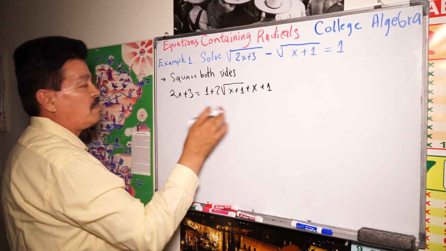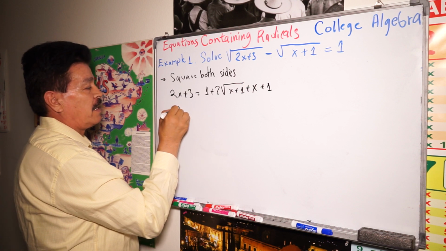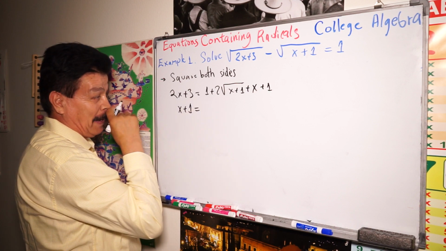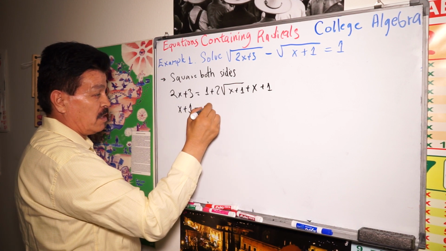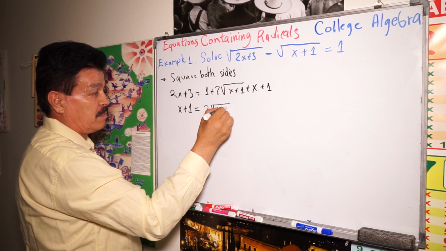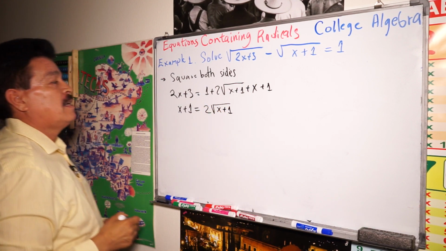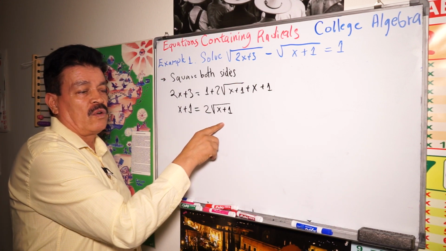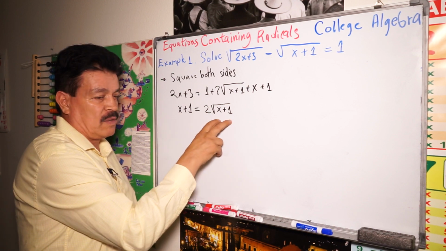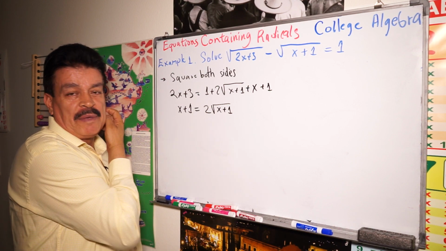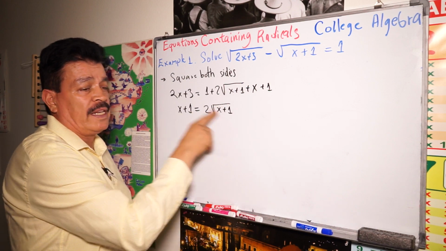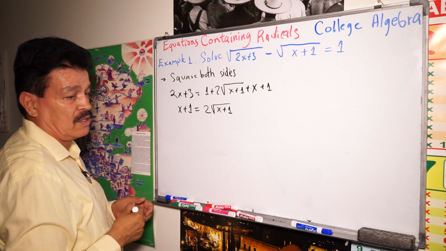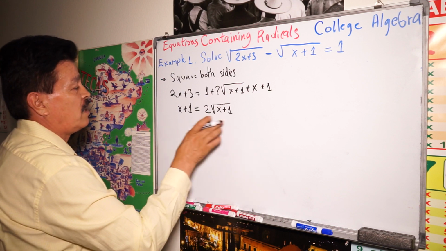plus x plus 1. You simplify this and we are going to have x plus 1 equals 2 times the square root of x plus 1. Now one side of the equation still contains a radical. To eliminate this, we need to square both sides again.